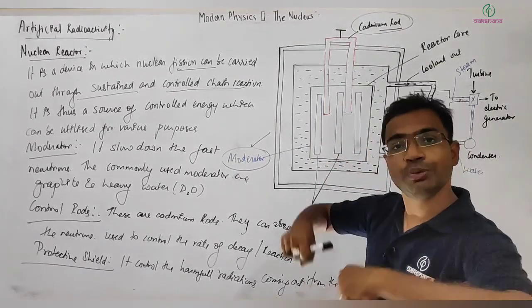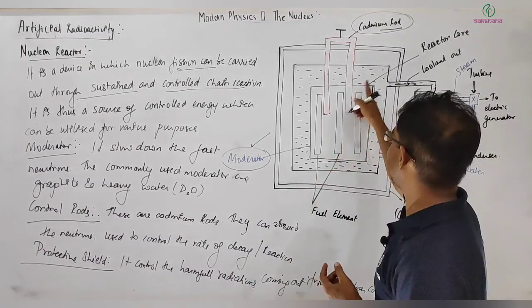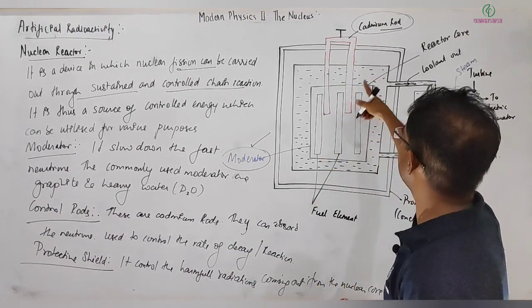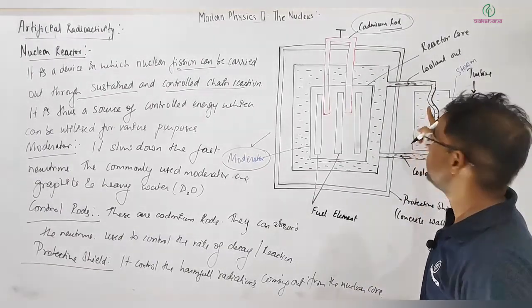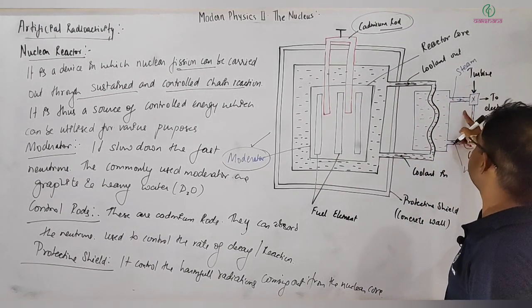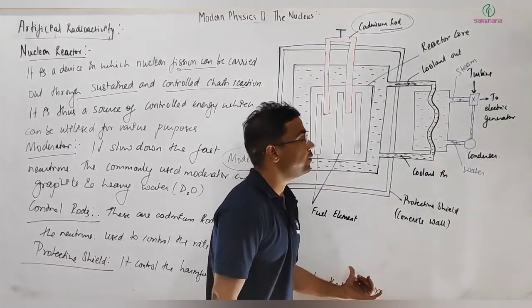This energy needs to be extracted so that the core does not melt, and that energy extraction is done by coolant. The coolant uses this energy and supplies it outside to generate steam, and this steam is used to run the turbine and generate electricity. So that is how a nuclear reactor works.